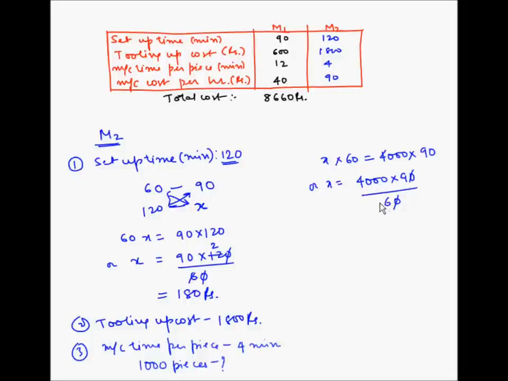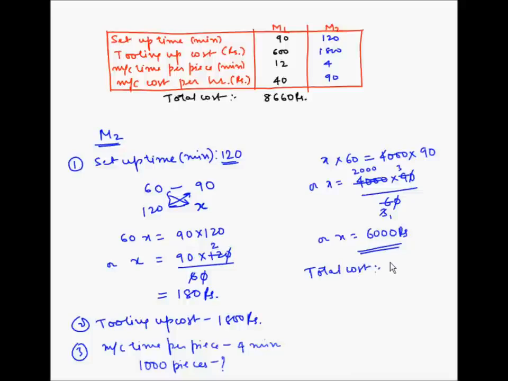0 cancels with 0. 2 3s are 6. 2 2s are 4. 3 1s are 3. 3 3s are 9. Or X is equal to 3 2s are 6. So 6000 rupees. So here we have converted the setup time in terms of rupees. Tooling cost was already in terms of rupees, and we have converted the machining time also in terms of rupees. So let us find out the total cost of processing 1000 pieces on machine M2.